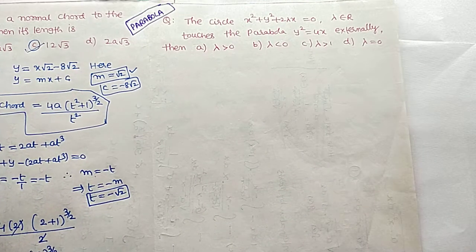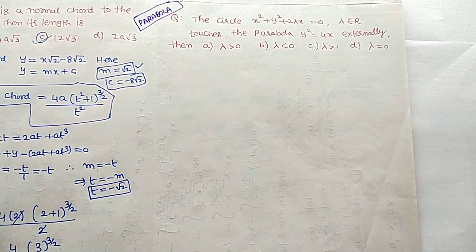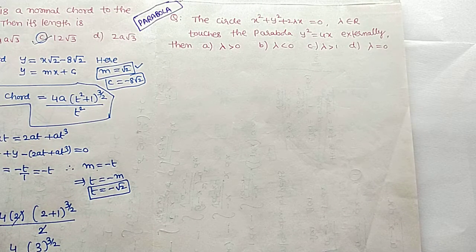Very easy and important model related to circle as well as parabola. The circle x square plus y square plus 2 lambda x equal to 0, where lambda belongs to R, touches the parabola y square equal to 4x externally. Then lambda is greater than 0, lambda is less than 0, lambda is greater than 1, or lambda is less than 1, lambda is equal to 0. So for what values of lambda does the circle touch the parabola externally?